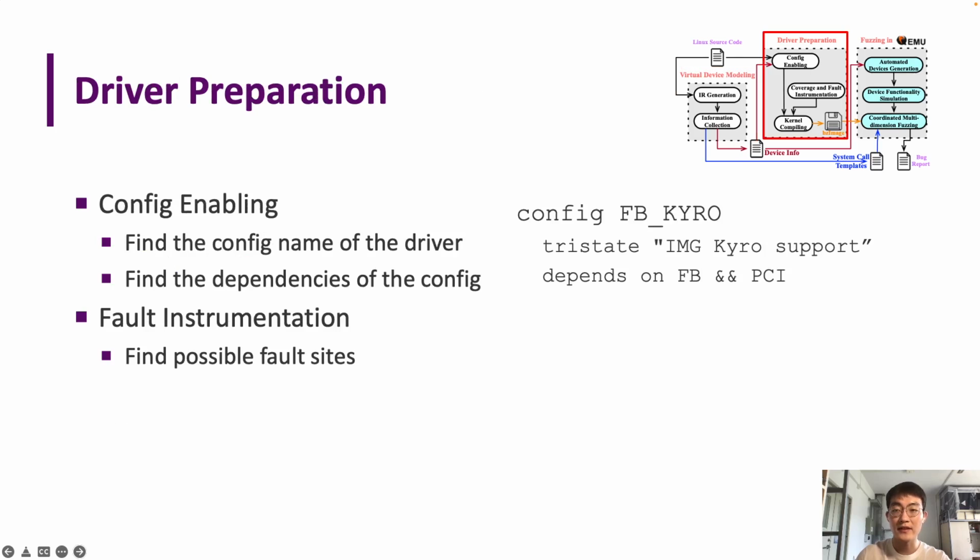Based on the driver information collected before, PrIntFuzz prepares drivers for fuzzing. First, PrIntFuzz enables the corresponding driver by finding the config name of the driver and then finding the dependencies of the config. For example, we first find that the config name of the driver is KYRO, and then resolve the dependencies of this config as FB and PCI. In order to test the initialization code, PrIntFuzz first finds possible fault sets of the initialization code and performs fault instrumentation on drivers.